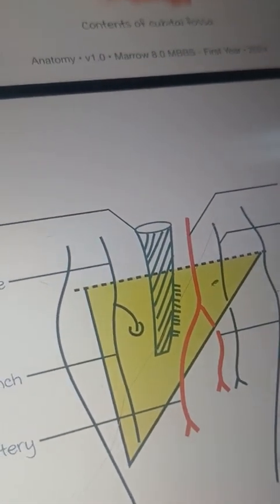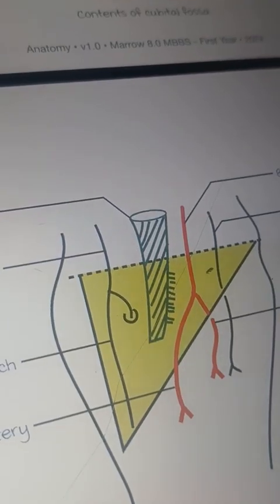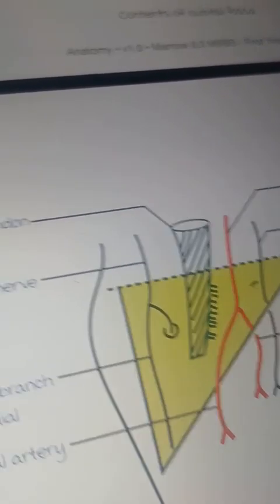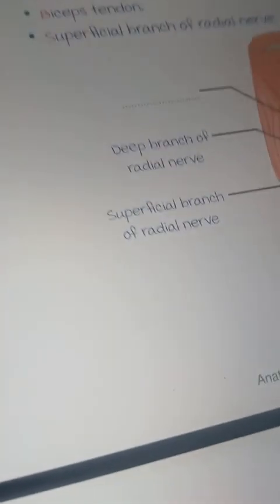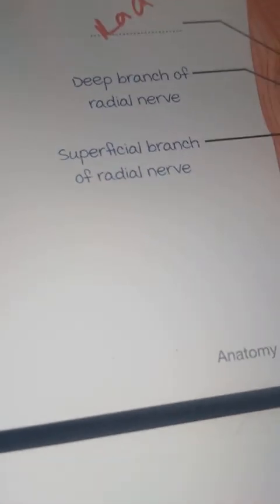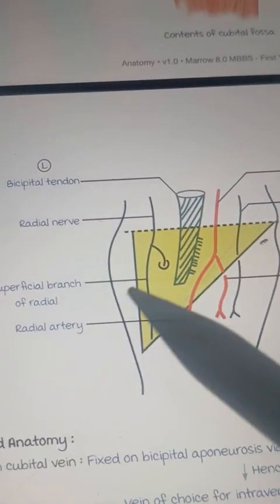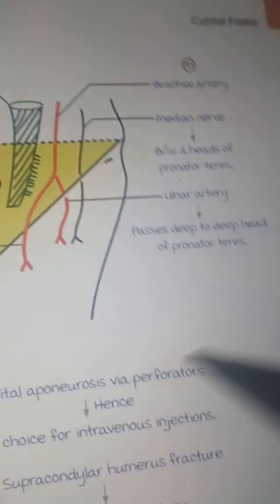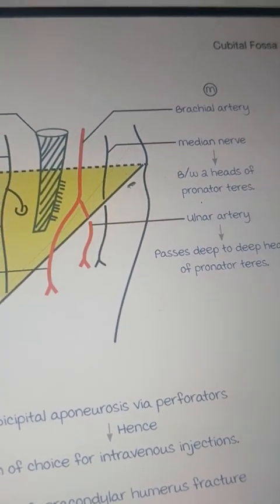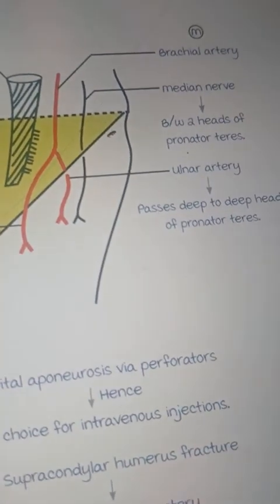So what was that? Radial artery, correct? Brachial artery, two branches: radial artery, ulnar artery. So what is that? That's the ulnar artery, that's the brachial artery, correct? And what was that, above the deep branch, which nerve is this? That's the radial nerve. So see this diagram. According to this diagram, this is the radial nerve, superficial branch and deep branch, radial artery, ulnar artery, brachial artery, median nerve between two heads of pronator teres, passes deep to deep head of pronator teres.